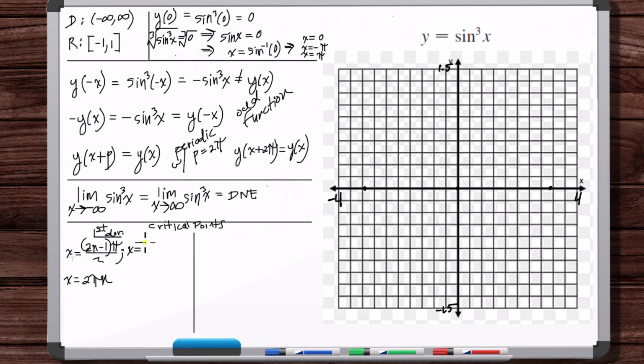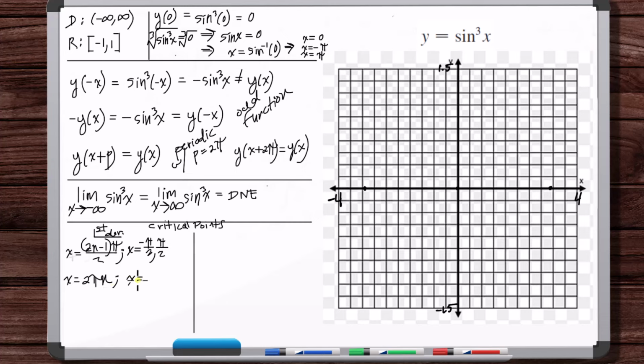Minus pi over 2. That's within minus pi to pi. When n is equal to 1, what do we have? Pi over 2. When n is equal to minus 1, what do we have? Minus 3 pi over 2. That's outside of the range. When n is equal to 2, you've got 3 pi over 2. So this is it: minus pi over 2 and pi over 2.